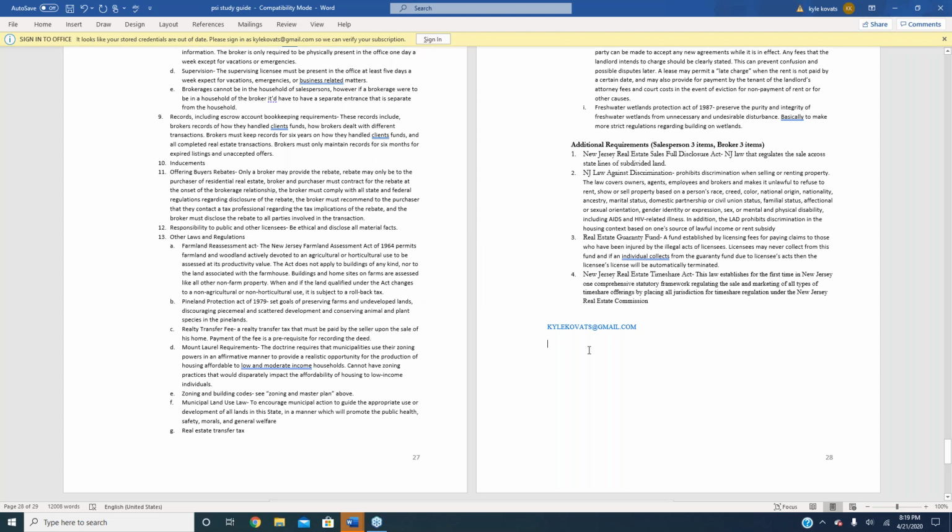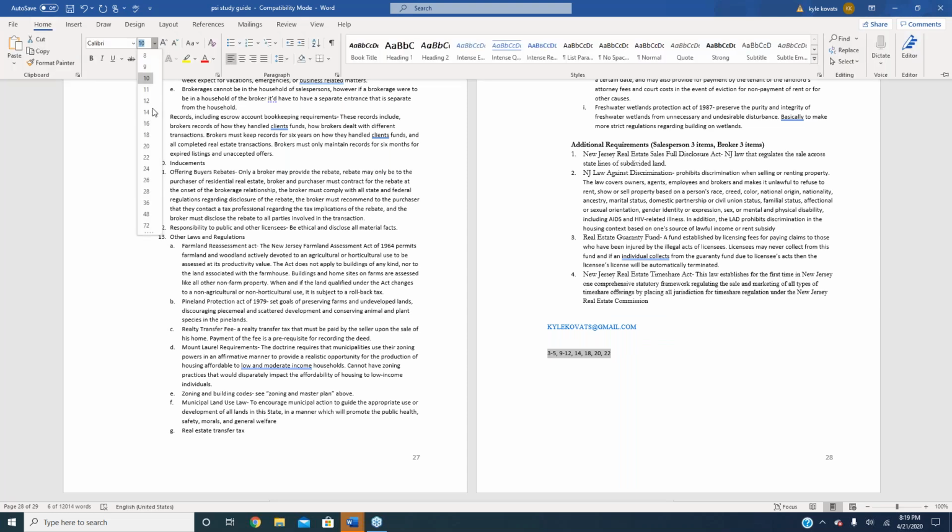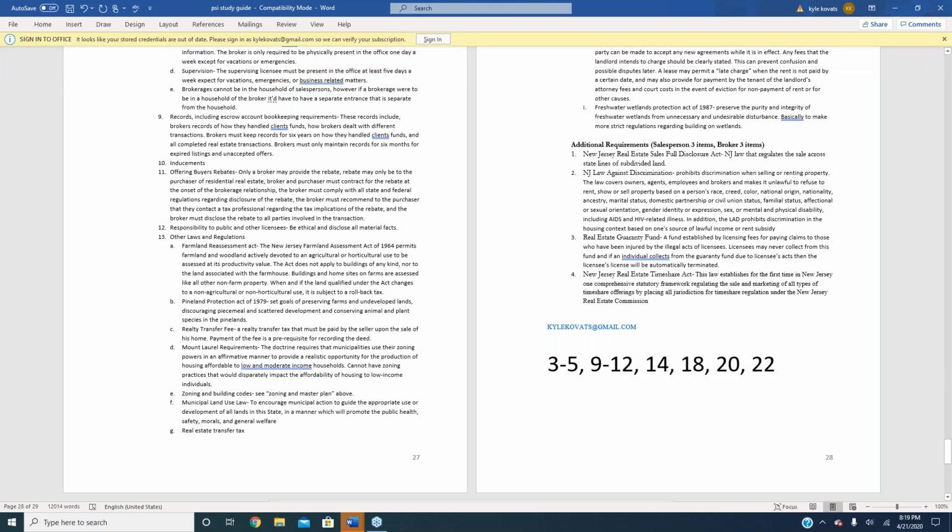Let's get this here: 3 to 5, 9 to 12, 14, 18, 20, and 22. Those are the most important chapters for test purposes. I would say those chapters make up somewhere in the vicinity of 85 to 90% of the school and state exam.